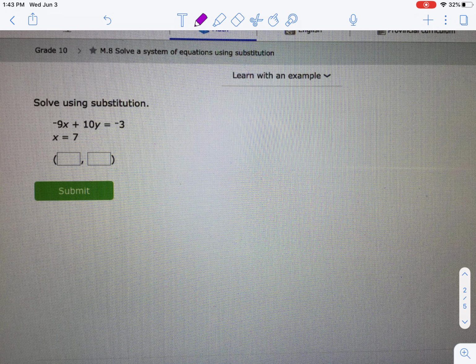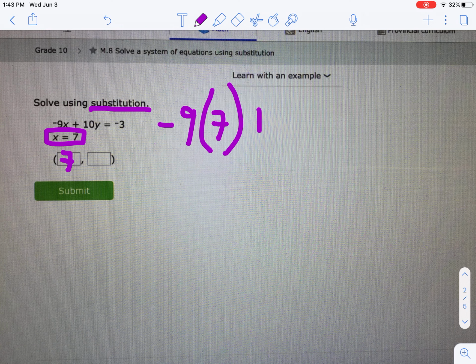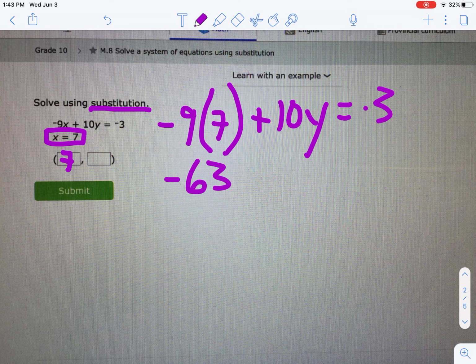So in this case, they tell us x equals 7. So we already know part of the answer is going to be 7. And then what we have to do is substitute. So we take negative 9, and where we see x, we put 7 because they tell us x is 7. Plus 10y equals negative 3. So let's go ahead and do the math. 9 times 7 is 63 with a negative sign, plus 10y equals negative 3.